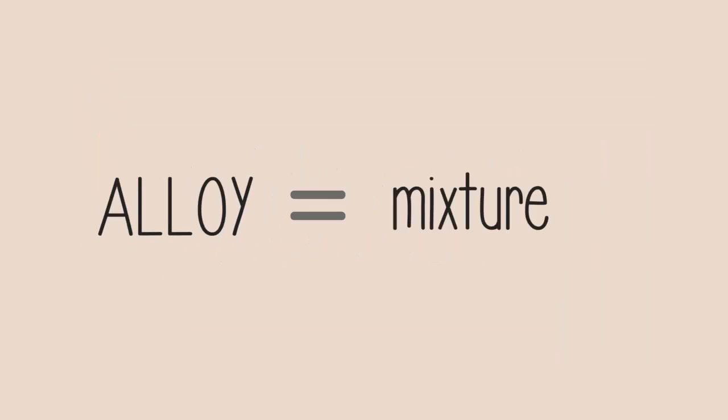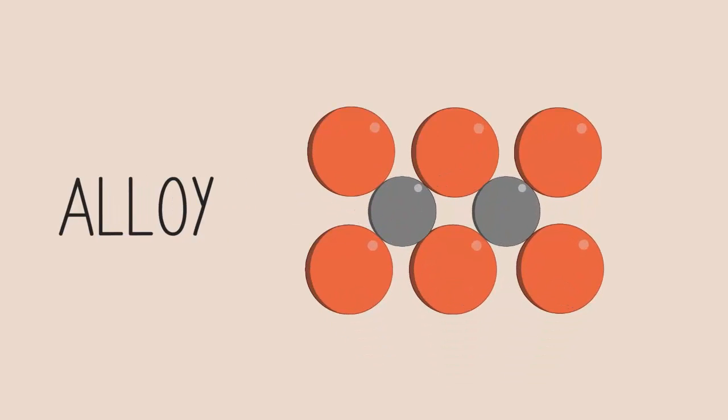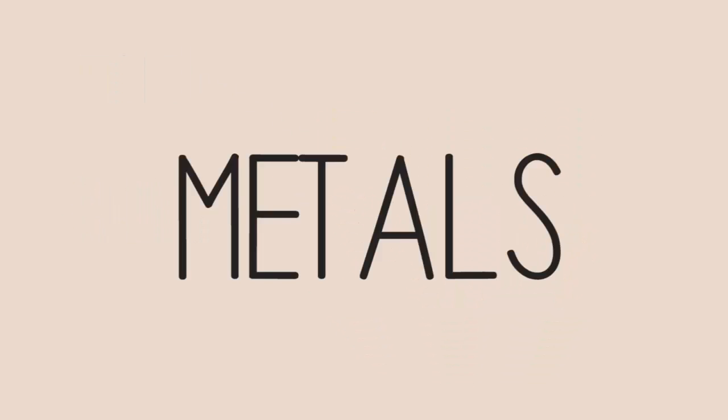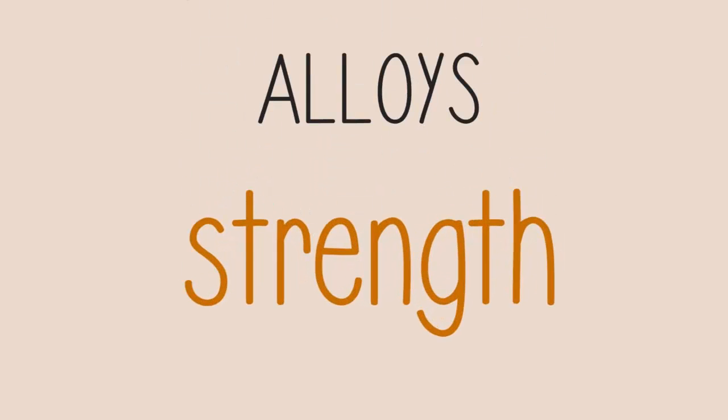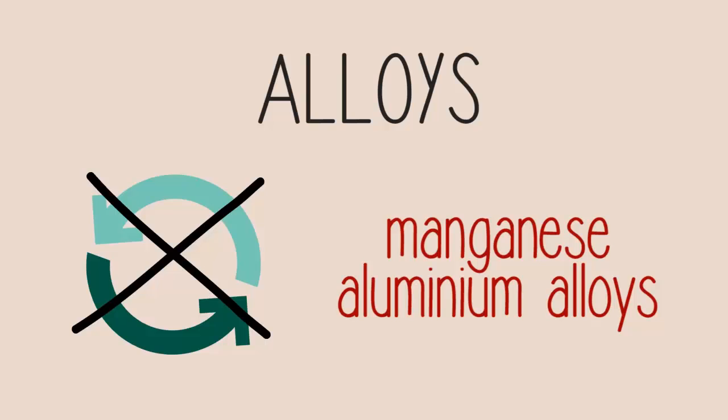An alloy is a mixture of two or more elements, with at least one of the elements in the mixture as a metal. Many metal products are made into alloys for increased strength and other desirable properties, but not all alloys can be recycled, such as manganese aluminum alloys.